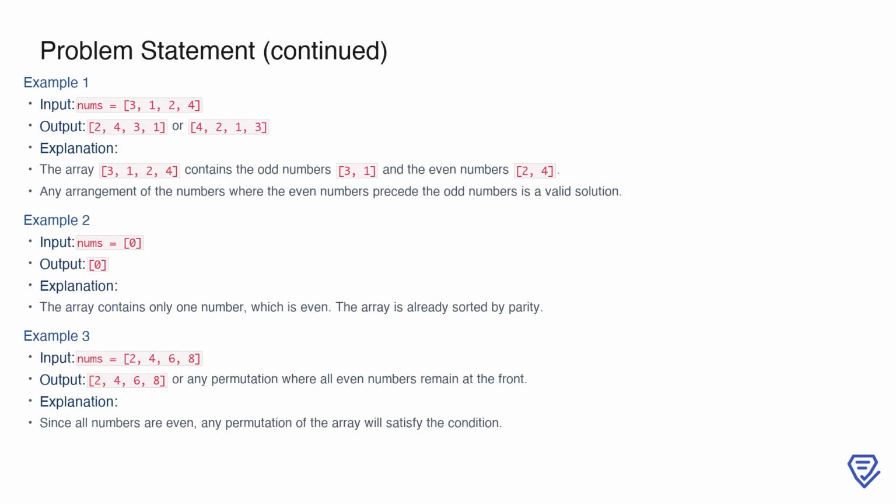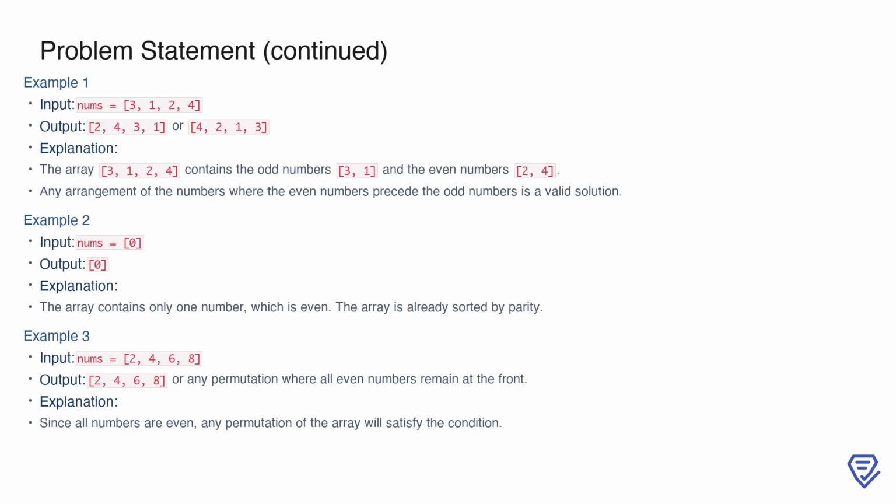Let's take a look at some examples to clarify the problem further. In the first example, the input array is 3, 1, 2, 4. Here, the odd numbers are 3, 1, and the even numbers are 2, 4. A valid output would be 2, 4, 3, 1, or 4, 2, 1, 3, as both rearrangements place all even numbers before the odd numbers. The relative order of numbers within the even or odd groups doesn't matter, so there are multiple valid solutions.